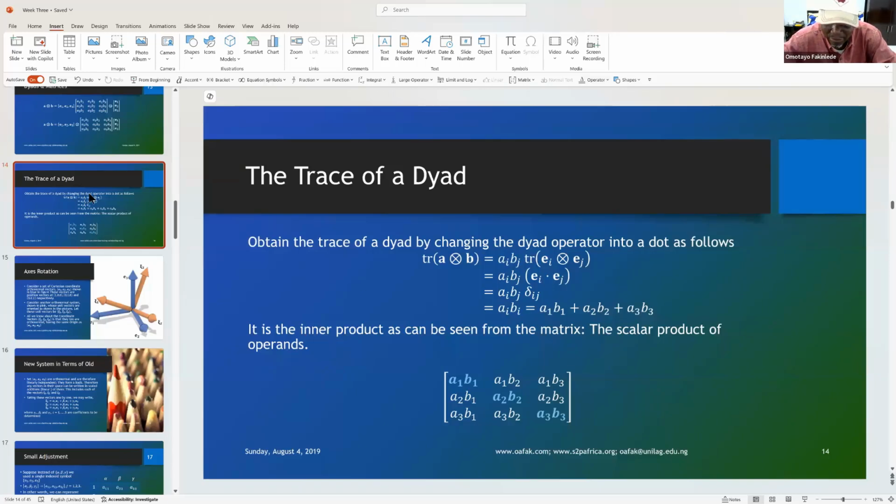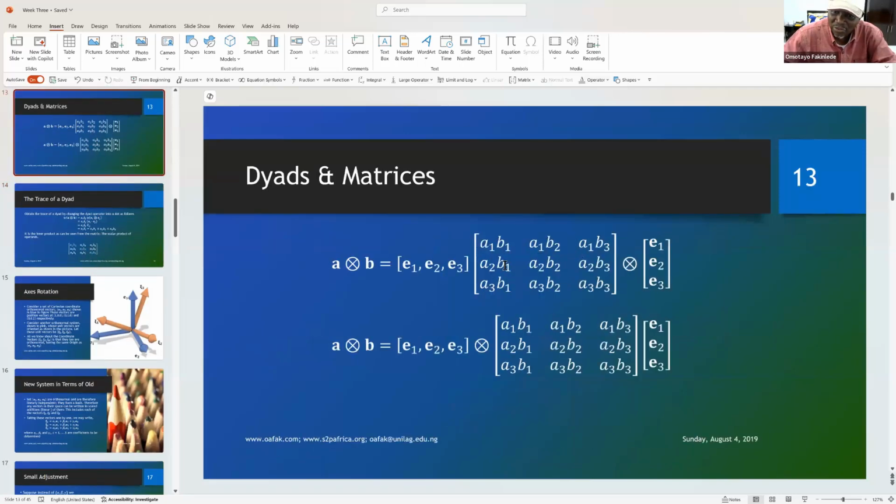It is the inner product, as can be seen from the matrix, the scalar product operands. If you write it out in matrix form, you will see that it is the diagonal of the matrix representation of the dyad. Remember that in the previous page, we already saw the matrix representations of the dyad. That diagonal of it is the trace and is simply the dot product between the two. So if you just replace the sign there by the dot product, what you have is the trace of the dyad.